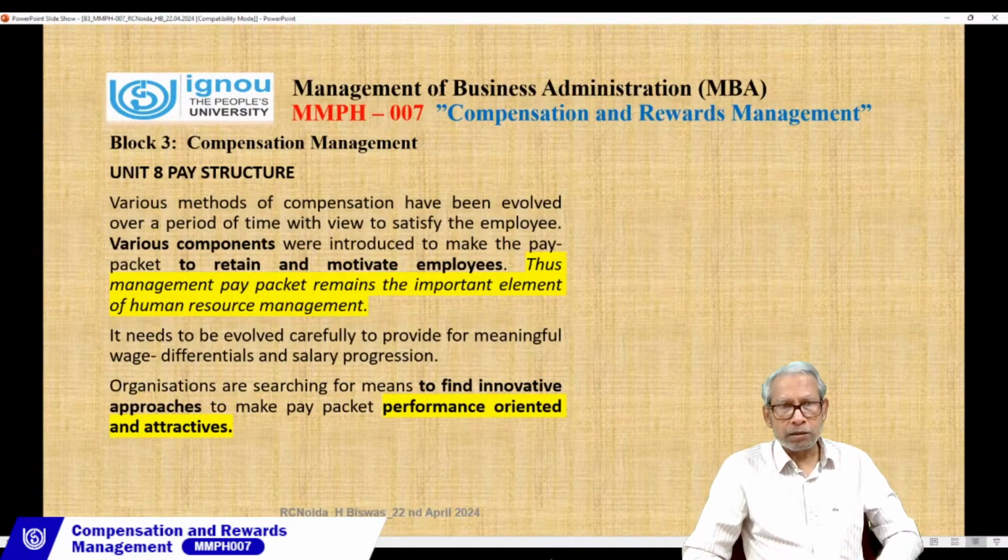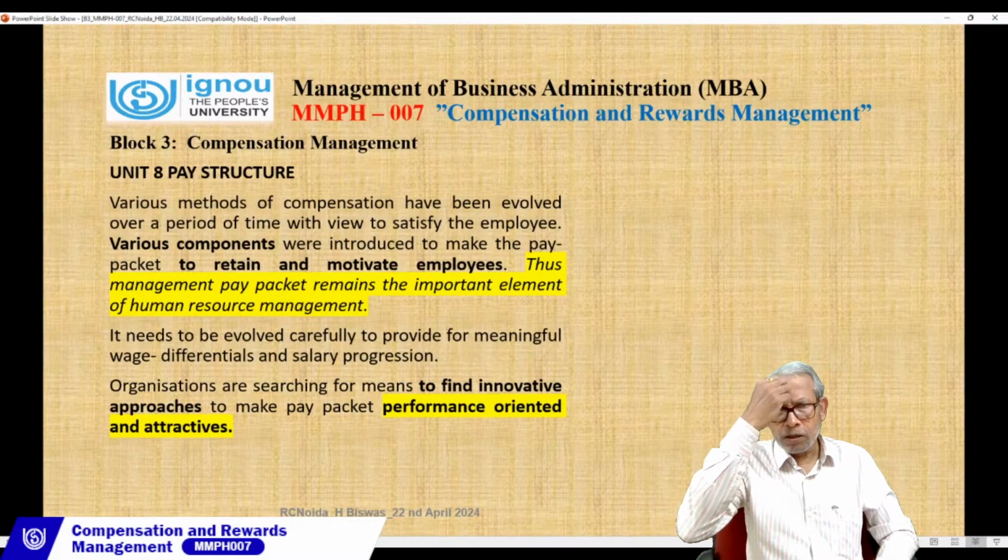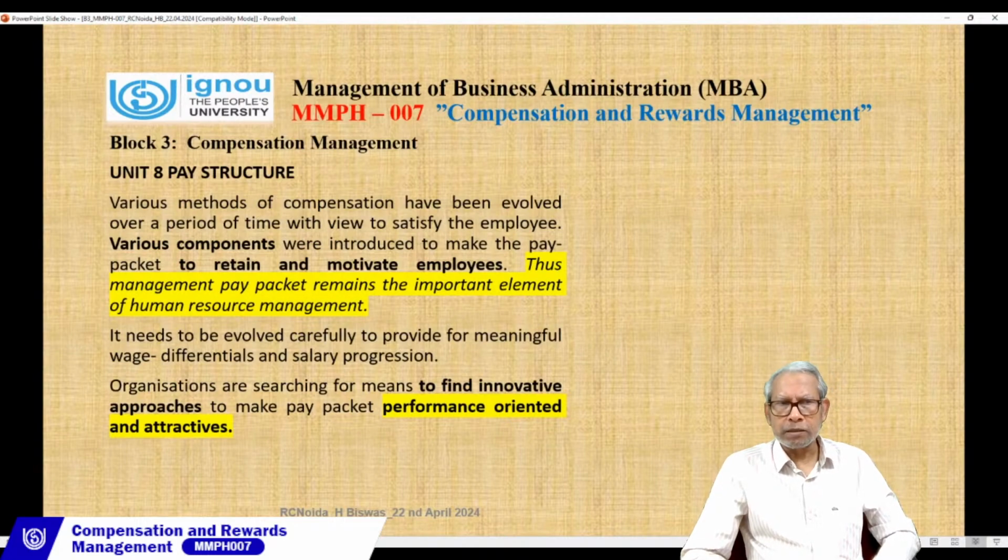Now the pay structures. Various methods of compensation have evolved over a period of time to satisfy the employees. Various components are there to make the pay package. The idea is to retain and motivate the employees, because the structure should be such that the employees are happy, motivated, and try to stay in the organization at least 4 to 5 years. Thus the pay package remains an important element of human resource management.